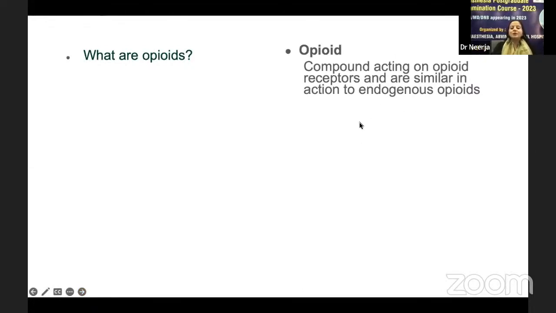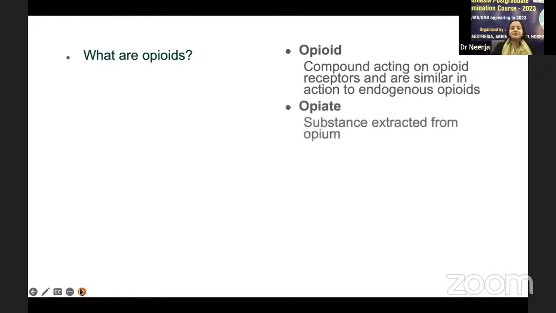Any drug which is acting on opioid receptors, and the actions which are similar to that of endogenous opioids. So when you answer this, the next question which will be asked is, okay, what do you understand by opioid receptors and what are the various types of opioid receptors? So generally one statement follows the next question whenever these questions are asked.